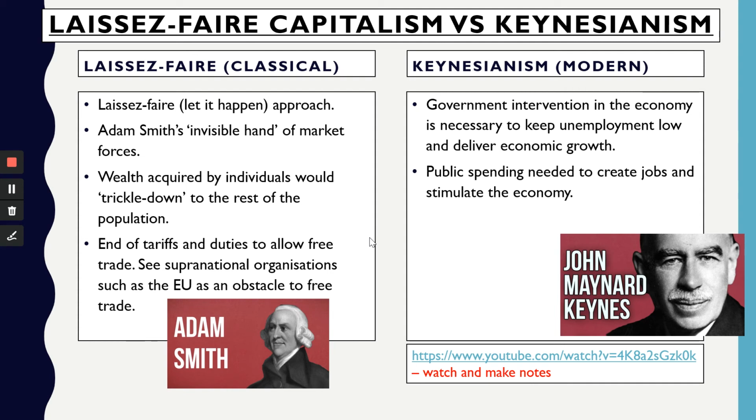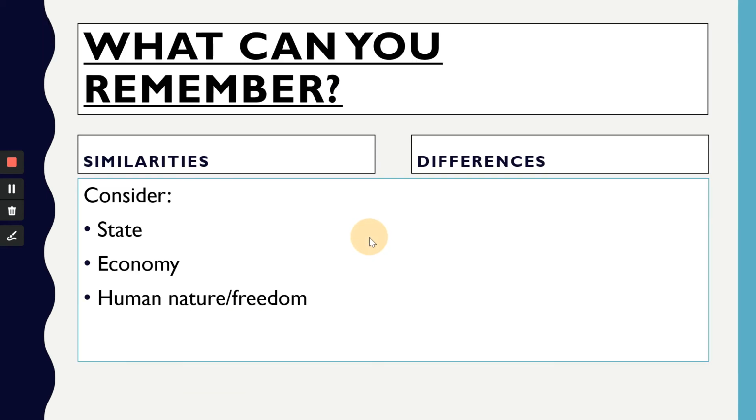So if you think about a project like Crossrail, Crossrail is an example of where the government has spent lots of money and it's helped create lots of jobs. So if the government sees the economy isn't doing so well, it can intervene. They like organisations like the EU because they think ultimately they're interventionists. They will intervene in the economy to get it running.